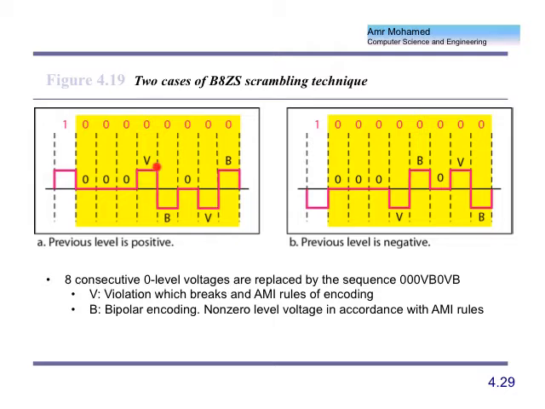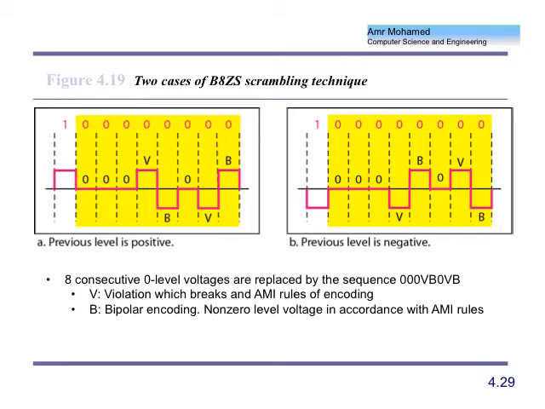Remember, V is not necessarily positive. V means violation. Okay? So V means violate. I'm going to violate the normal sequence of AMI. So if this is positive, I'm going to send positive. If this is negative, I'm going to send negative. To indicate to the receiver that, pay attention to the fact that this is not a legitimate voltage level that represents a particular data bit. No. This is done for scrambling.